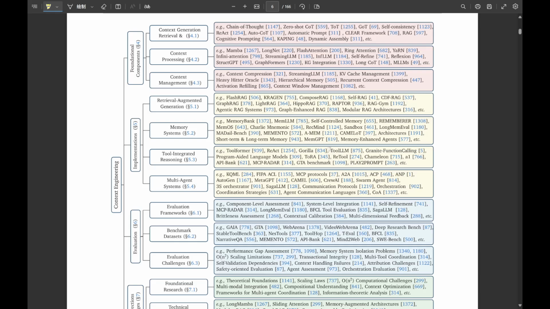Wait, a 30% drop. So even with these advanced memory systems, they can still significantly forget what you were talking about just minutes earlier. Well, it's relatable for humans, but for an AI, that's a huge bottleneck for real-world use.